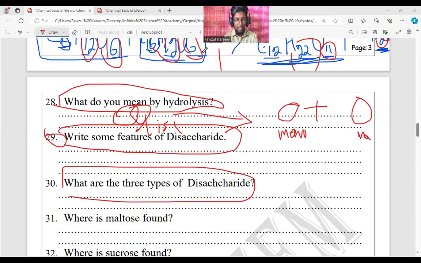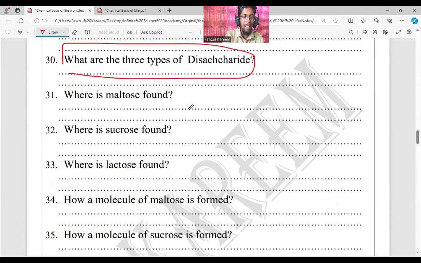Listen very carefully. In your first term exam, they will ask these types of questions. So be prepared. If you are able to do all these questions, you can get 100 marks in your first term exam, right? Okay. Then next one.